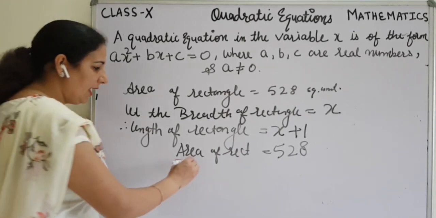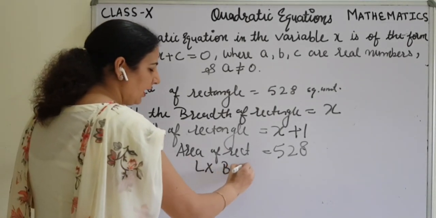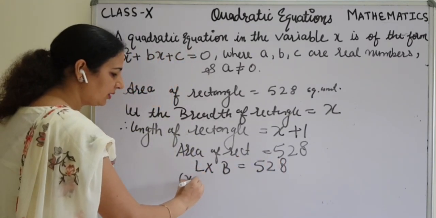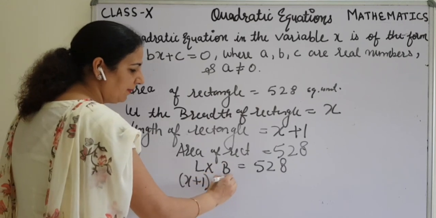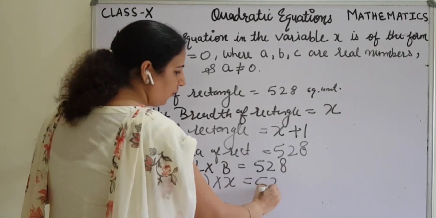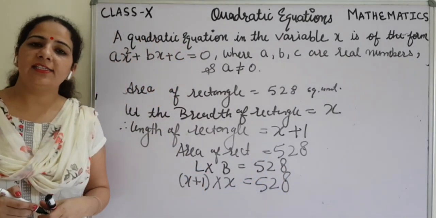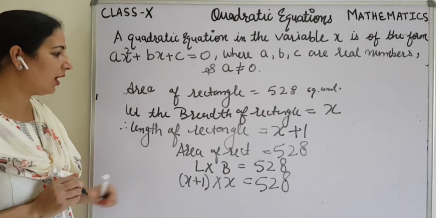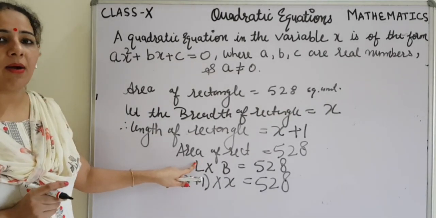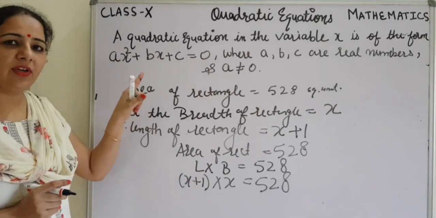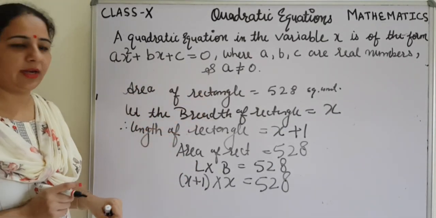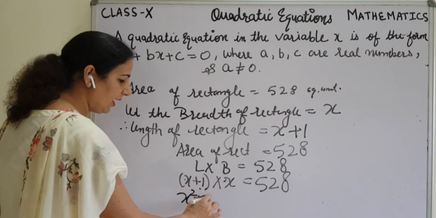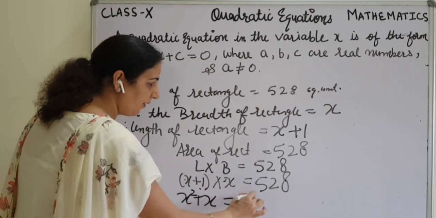Yes, it will be length into breadth is 528. What is the length of rectangle? It is x plus 1. What about the breadth? Breadth is x. And this is 528. Here I just have written the formula for the area of rectangle. Why have I written it for the area only? Why have I not written about the perimeter? Because in the question they have given the area of rectangle only. So x into x is x square, x into 1 is x, equal to 528.